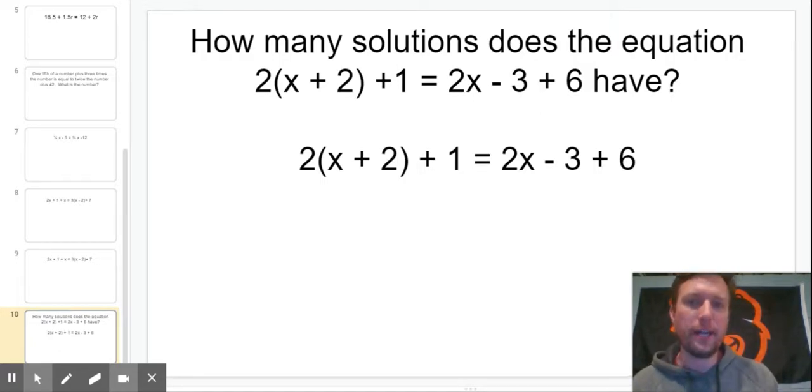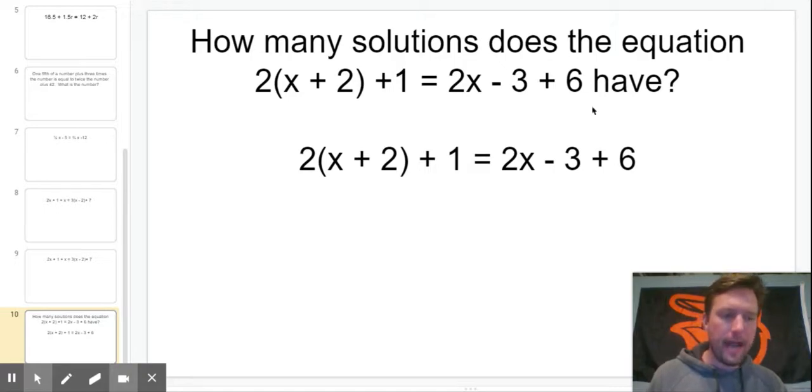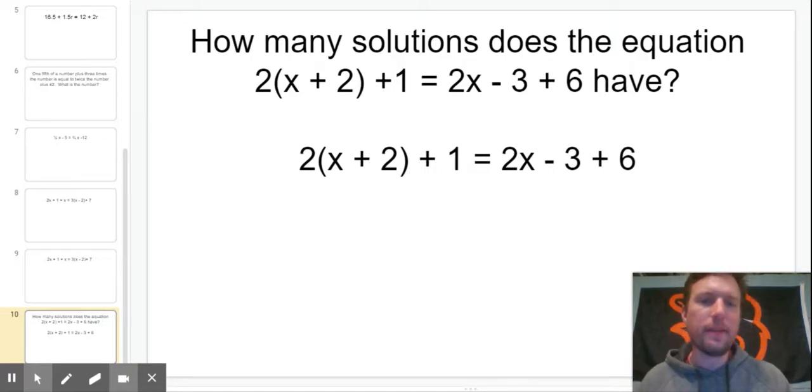So we have an equation here: 2 times (x plus 2) plus 1 equals 2x minus 3 plus 6. Whew, they're getting long. Now, we can figure out and determine the number of solutions that an equation like this would have. If we simplify this down and both sides of the equal sign have the same variable terms and the same constant terms, there is an infinite number of possibilities.